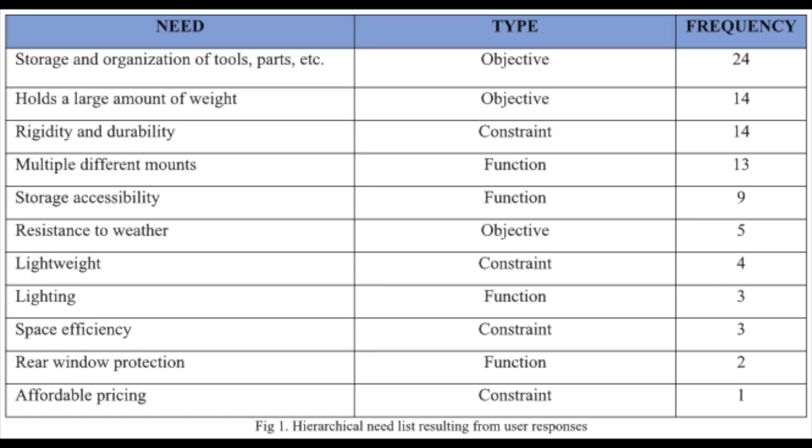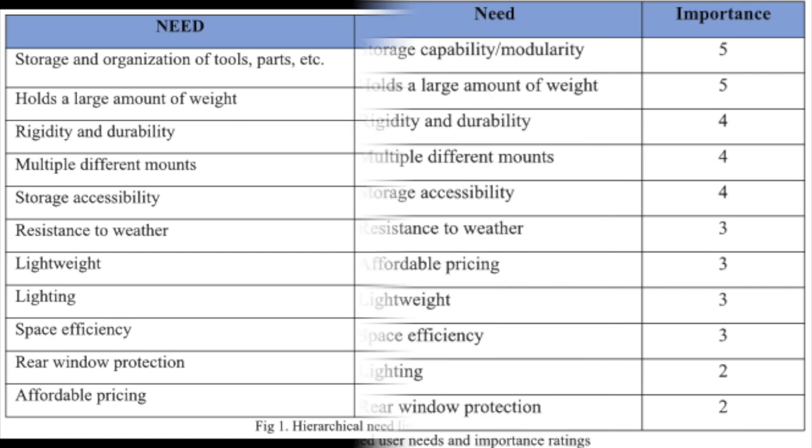We took their responses and created a hierarchical needs list that allows us to visually see what our targeted users wanted. As you can see here in figure 1, our user group is trending toward utilitarianism with a focus on effective storage, load bearing, ease of installation, and mounting options. Most notable is the fact that our users most frequently cited a need for strength and modularity.